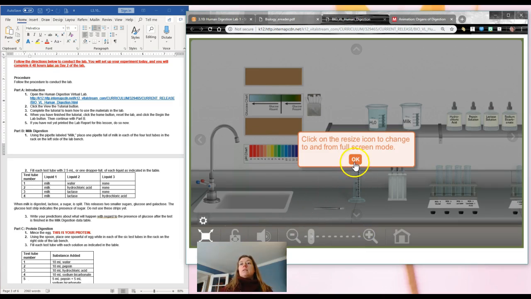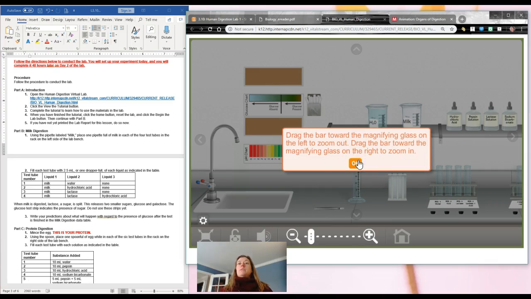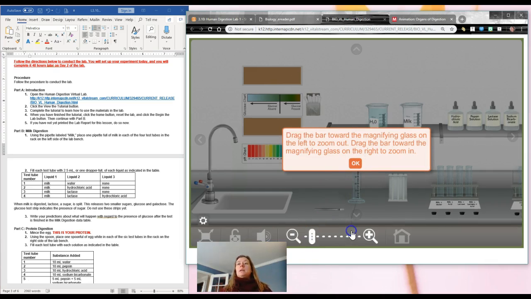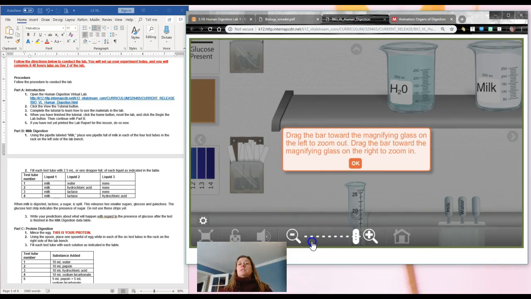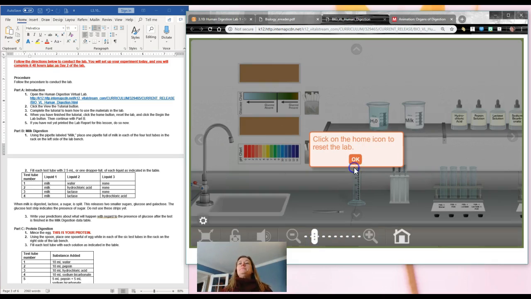Resize icon, I did that already. Lock to lock the aspect ratio, I don't like to do that. Click on the speaker on or off. And then drag the bar toward the magnifying glass to make things bigger or smaller. That's zooming into the room, okay?